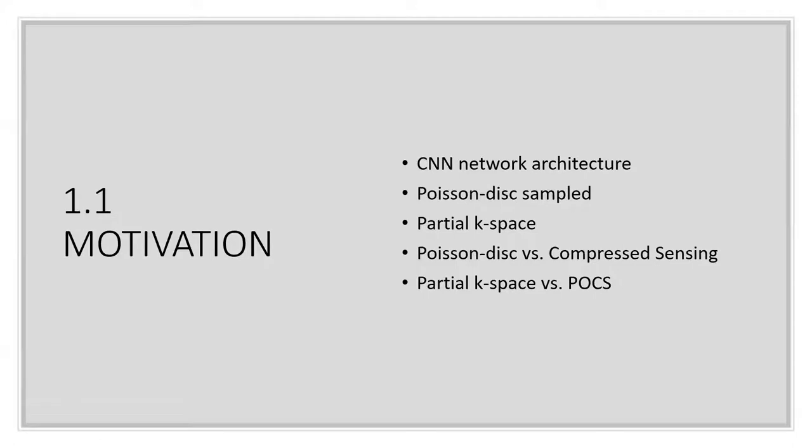Our motivation is to implement the CNN architecture in order to reconstruct random Poisson disk undersampled data and partial k-space data, and compare these results with the reconstruction performances of state-of-the-art methods: compressed sensing for Poisson disk undersampling, and projection onto convex sets for partial k-space reconstruction.